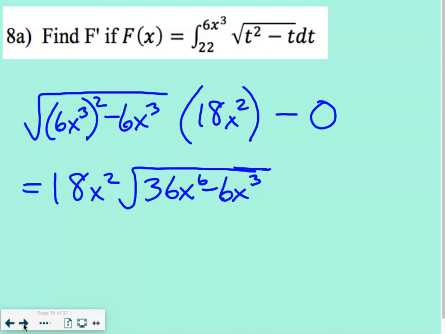You should be done. It shouldn't take that long. It's just the amount of time to copy the problem and write the answer. There will never be t's in your answer. The answer will always be in terms of whatever variables are in the limits, right? Because that's what you're plugging in.